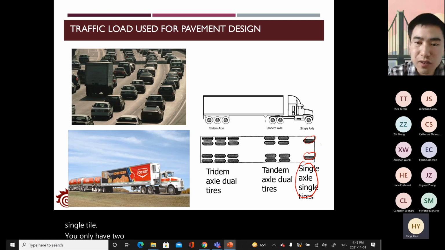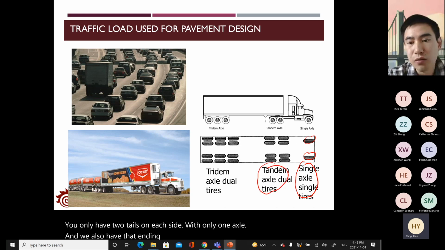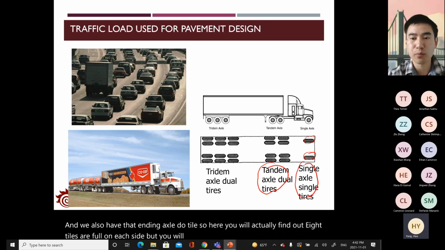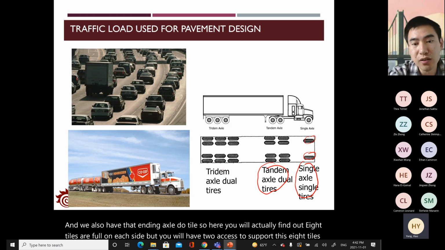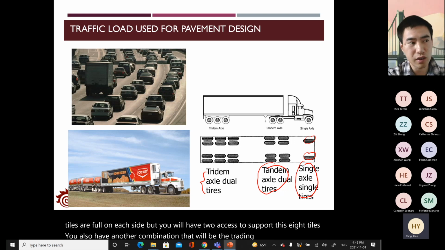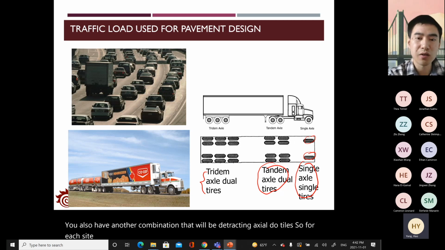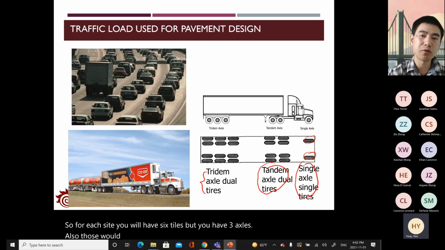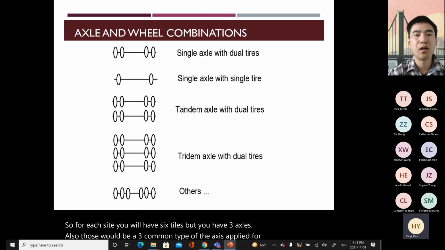And you also have the tandem axle dual tire. So here you will find the 8 tires, 4 on each side, but you will have 2 axles to support these 8 tires. You will also have another combination that will be the trident axle dual tires. So for each side, you will have 6 tires, but you will have 3 axles. So those would be 3 common types of the axles applied for the trucks.